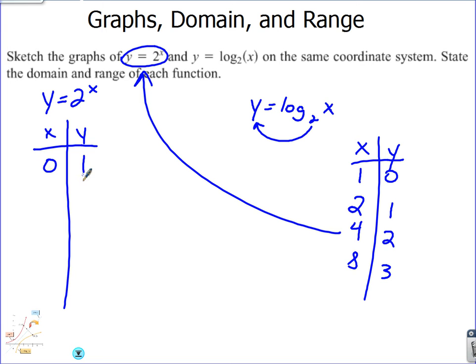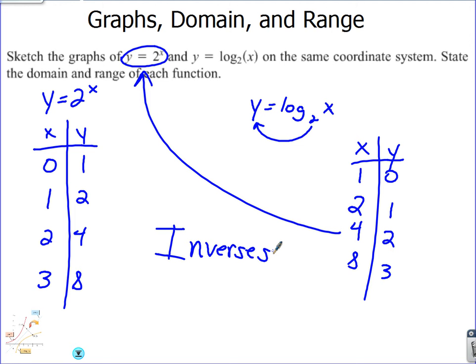When I plug in 0, I get 1. When I plug in 1, I get 2. When I plug in 2, I get 4. When I plug in 3, I get 8. What's the relationship? Somebody remember the word? They are blanks of each other. Not conjugates. Close. We're getting there. It's an I word. They're inverses of each other.